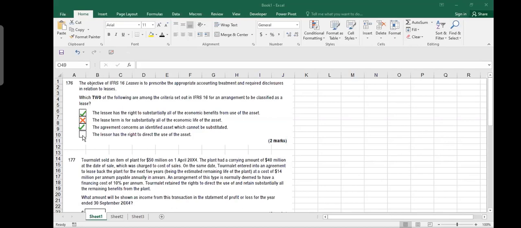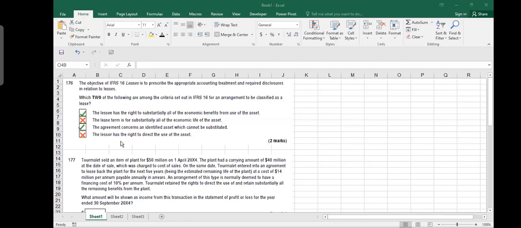No. Under the lease contract, there are two things you should remember. In order to call it a lease, I gave two criteria in the last lesson. Number one, it has to be a specified asset. And number two, you have uninterrupted use. You have the control. You can direct how to use the asset. If the lessor can tell you how to use the asset, then it is not a lease.